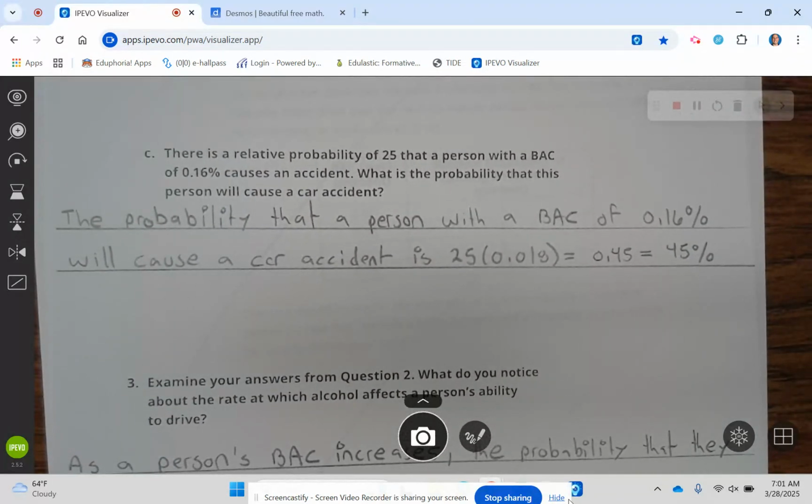C. There is a relative probability of 25 that a person with a BAC of 0.16% causes an accident. What is the probability that this person will cause a car accident? The probability that a person with a BAC of 0.16% will cause a car accident is 25 times 0.018, which equals 0.45, which equals 45%.